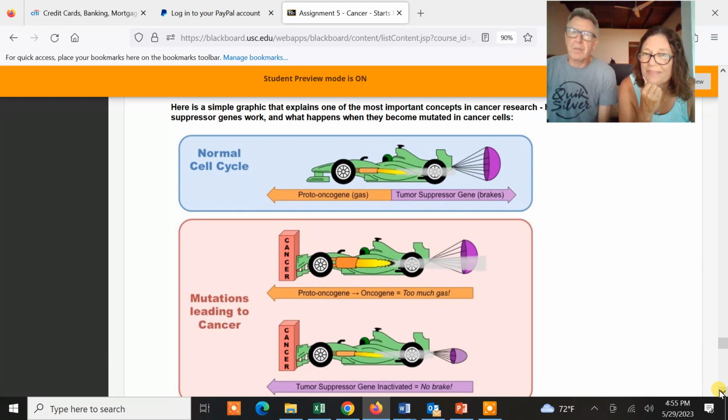So when it's time to make a new cell, a proto-oncogene gets the signal from your nutrition. It says, okay, we got everything we need. Let's make a couple more skin cells. Let's make some more gastrointestinal cells. But then when it gets mutated and it starts making cells at about 1,000 times the rate, now they're no longer a proto-oncogene. They're now an oncogene. So it's like a gas in a car. And a tumor suppressor gene is a good thing, but then it gets mutated. And then when your tumor suppressor gene is mutated, then you don't have any brakes on your car.